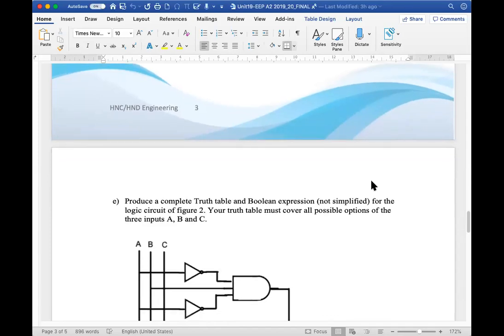And then part E, that is pass. So produce a complete truth table of all the options and then end up with a Boolean expression, not a simplified one in this task. So you're not expected to simplify it for the logic circuit of figure 2. So we want a Boolean expression and truth table for the output Q, and a short explanation of what that circuit would do.